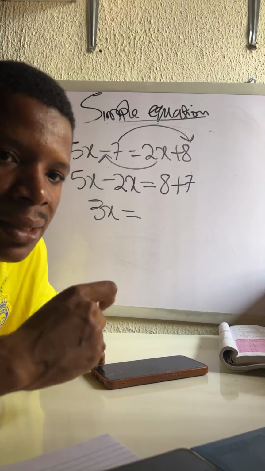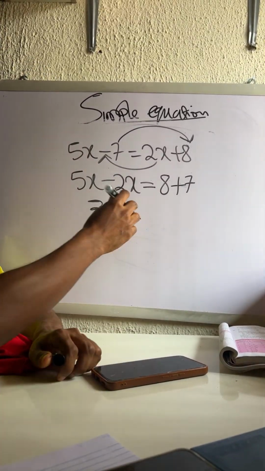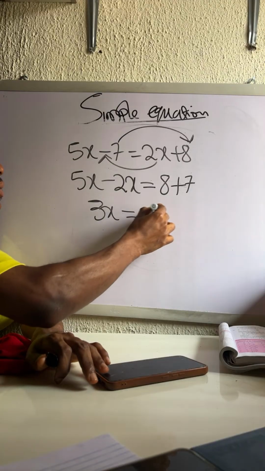Thank you guys for commenting. 8 plus 7 is 15.